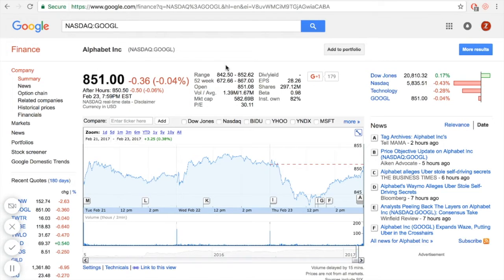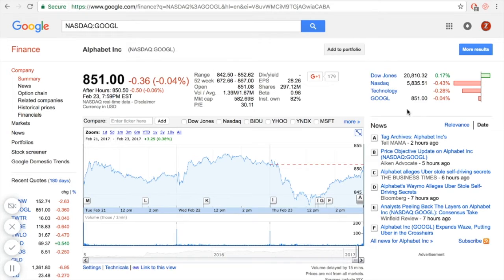So Google's low was $842.50, and Google's high today was $852.62. This is the 52-week range of Google. What Google opened at today, $851.08. Volume of shares in the market that Google has, a market cap, the price to earnings ratio, which I will get into in a later video. Same with all this stuff.